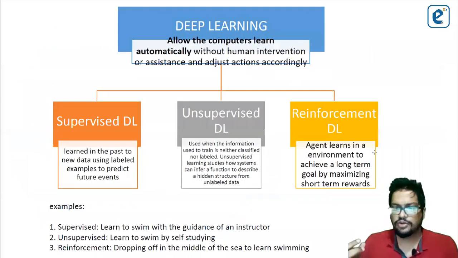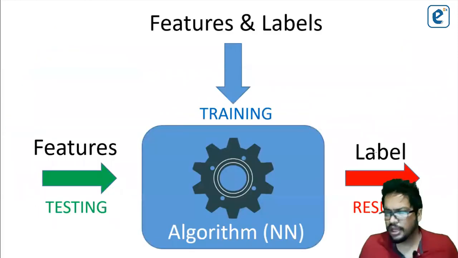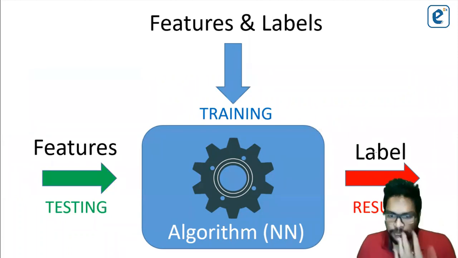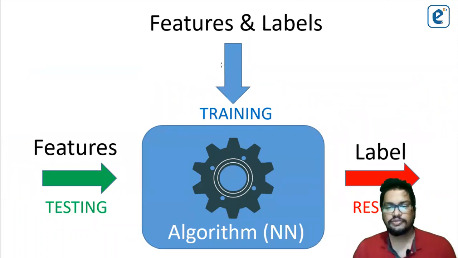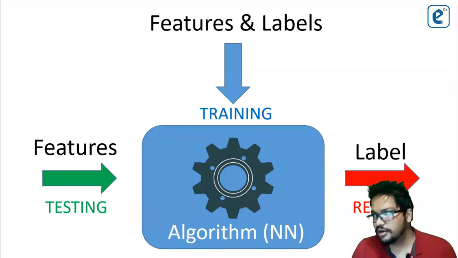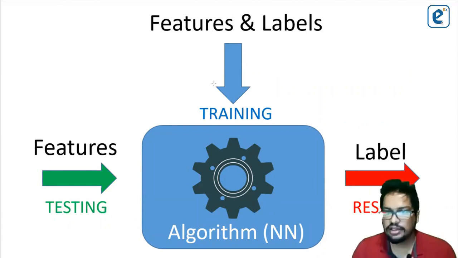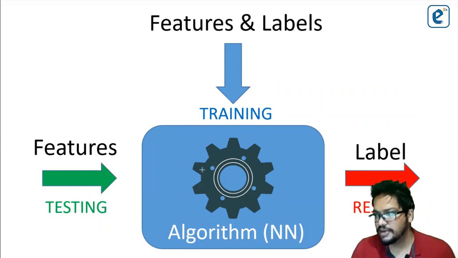Okay, coming back to this. I have an algorithm and I'm going to train it for a specific task. First I'm going to train it. When you are going to train it, you need two things, features and labels. We are going to train the algorithm using features and labels.